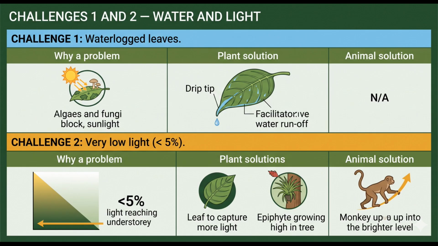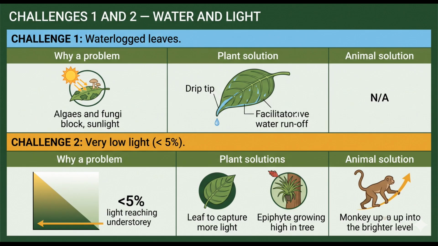The plant solution is the drip tip. It channels water off rapidly. No animal solution here since animals do not photosynthesize. Very low light: the canopy blocks approximately 98% of light from reaching the understory and forest floor. 2 plant solutions, large leaves, which maximize the capture of whatever limited light is available, and epiphytes, which bypass the problem entirely by growing on host trees in the canopy.